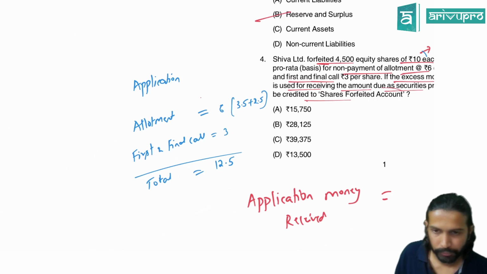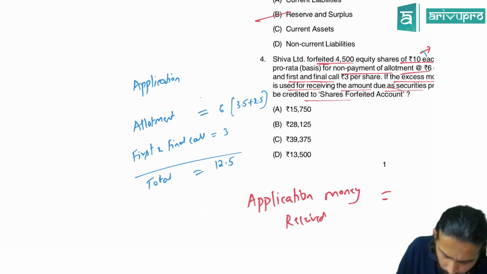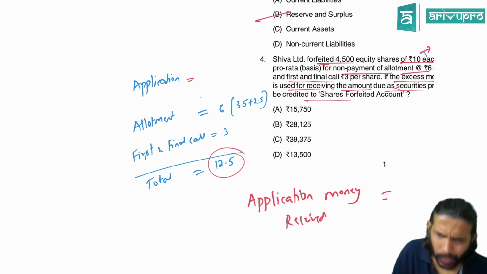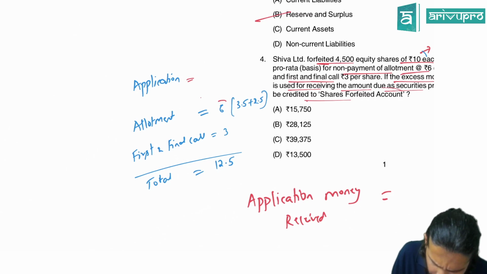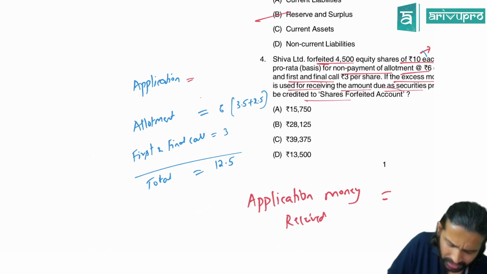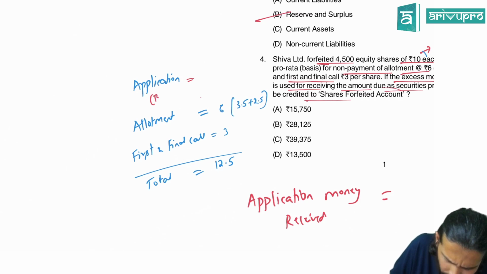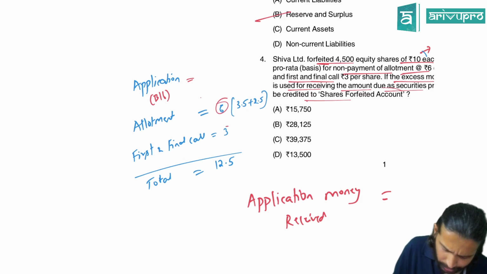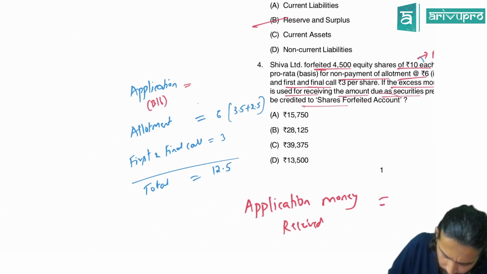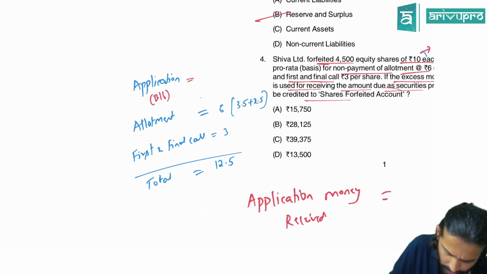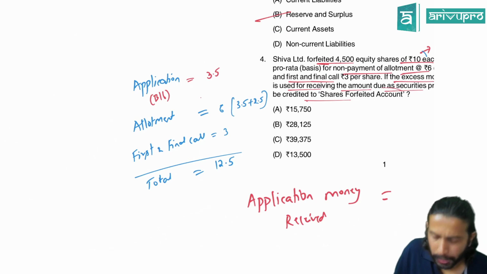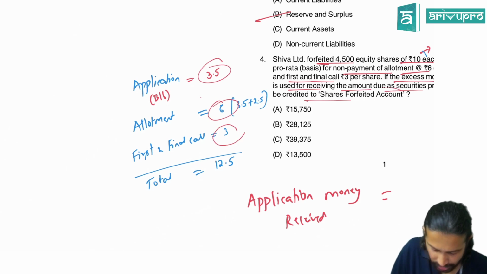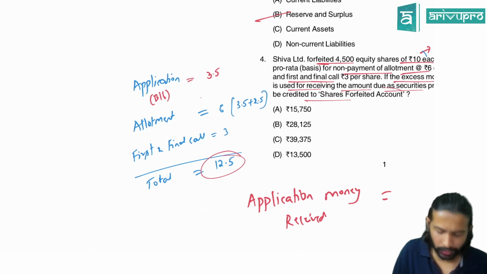Is this okay? Yes. Now check. Total value is 12 and a half. In this 12 and a half, 6 rupees is towards allotment and 3 rupees is towards first and final call. Balancing will be towards application money, sir. How much is the balancing figure? 12 and a half minus 6 minus 3. That is 3.5. If you take 3.5 plus 6 plus 3, you get 12.5 rupees.